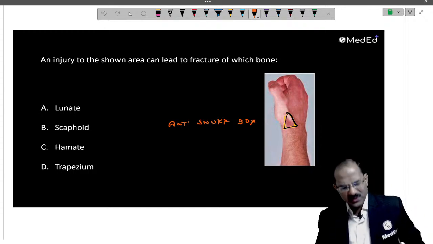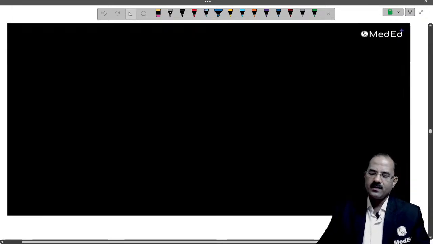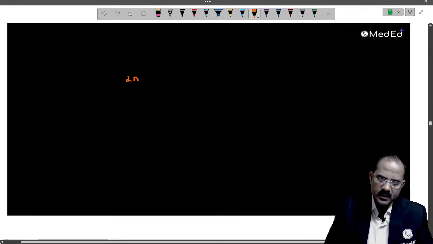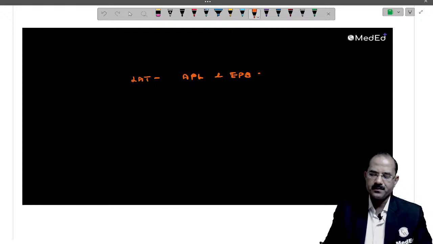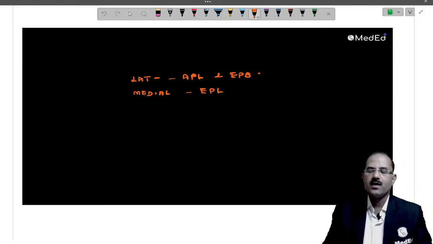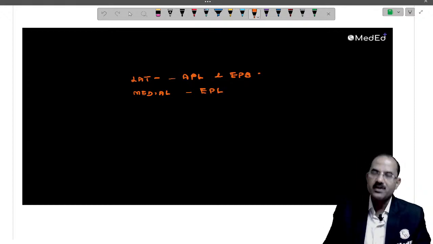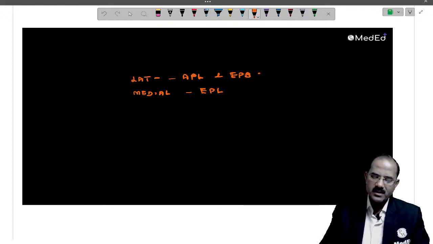And bacho, can you tell me what are the boundaries of the snuff box? Any guesses? The lateral boundary of the snuff box. I just mentioned it here for you. The lateral boundary of the anatomical snuff box is formed by abductor pollicis longus and extensor pollicis brevis. The medial boundary is formed by extensor pollicis longus.